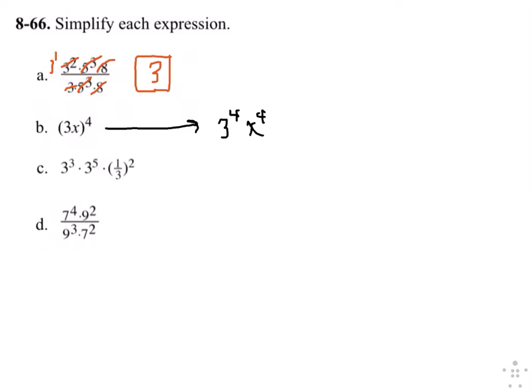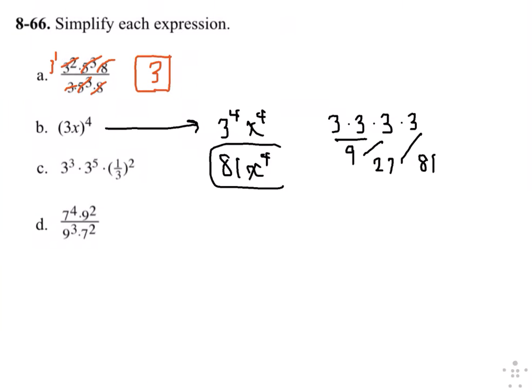So if I can't do it in my head, I would have to come off to the side and say 3 times 3 times 3 times 3, right? So 3 times 3 is 9, and then times 3 is 27, and then times 3 again is 81. So this becomes 81x to the fourth, and that would be in simplified form.